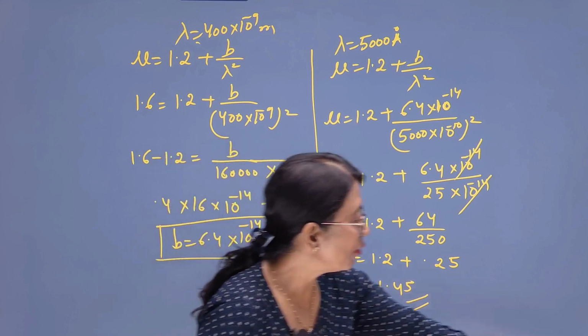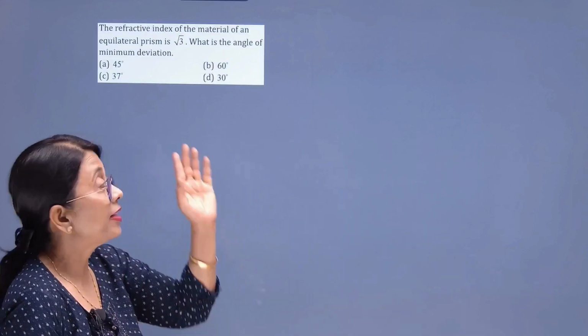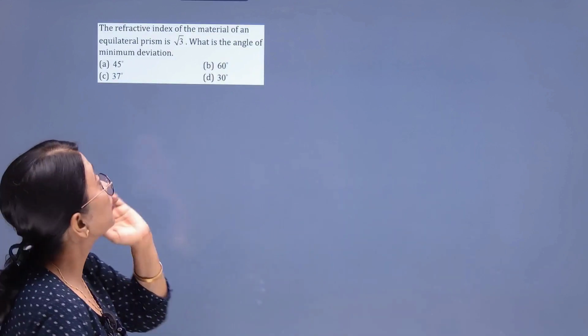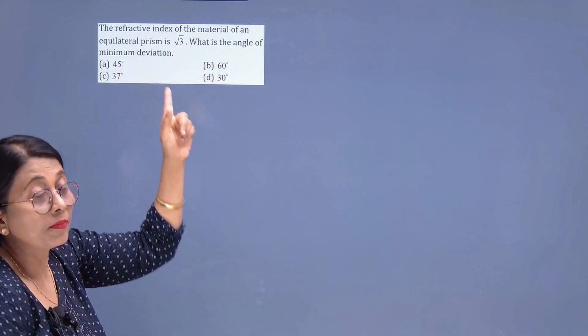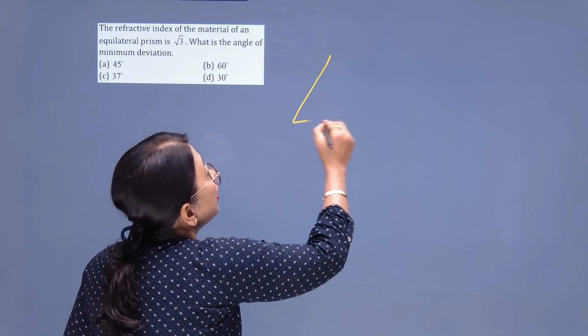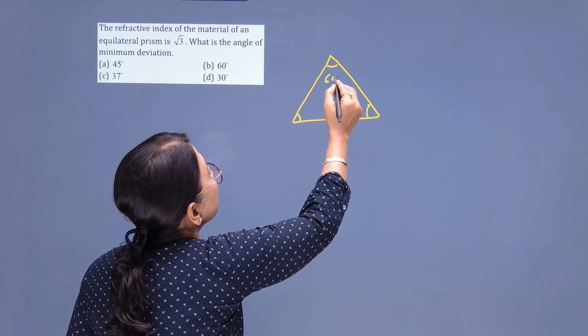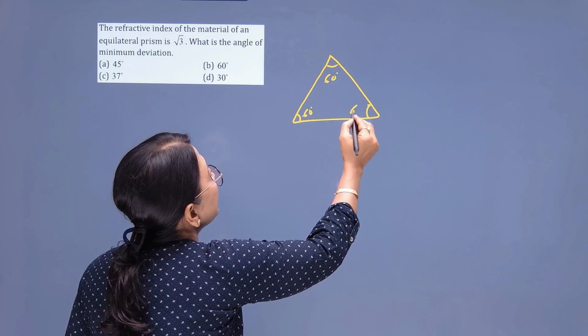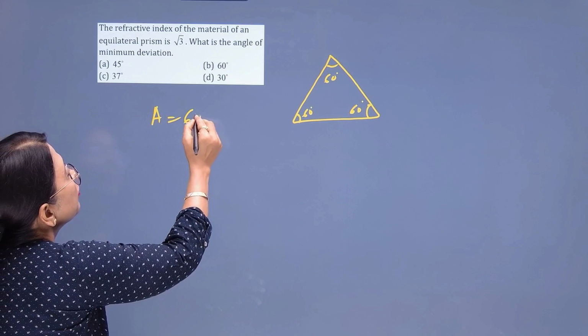Now you see, I will tell you some MCQ question. It may be asked, this has been asked in NEET. The MCQ question देखो बच्चों, कि refractive index of the material of a equilateral prism. The prism is what? Equilateral. That means all the angles are what? Equal and of 60 degree. सब angle 60 degree के हैं. That means A will be 60 degree. A की value 60 degree.